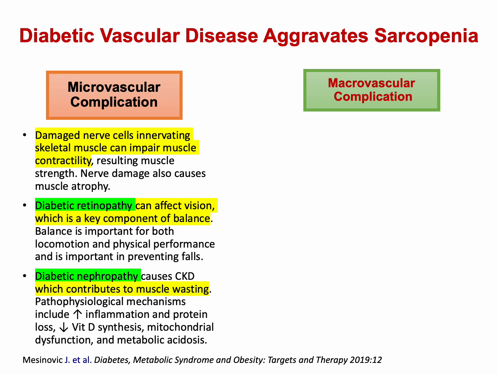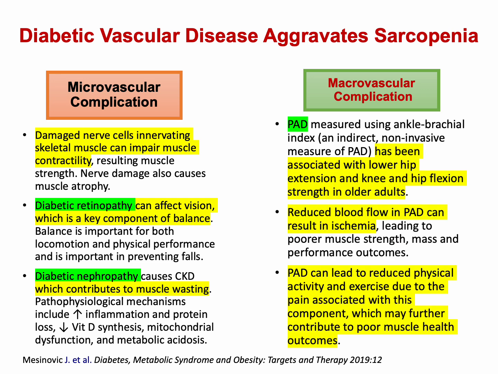For macrovascular complications, peripheral artery disease or PAD is linked to reduced hip extension, knee and hip flexion strength in older adults. The reduced blood flow in PAD patients can cause ischemia, leading to decreased muscle strength, mass, as well as performance. Additionally, the pain associated with PAD can limit physical activity and exercise and further contribute to poor muscle health outcomes.